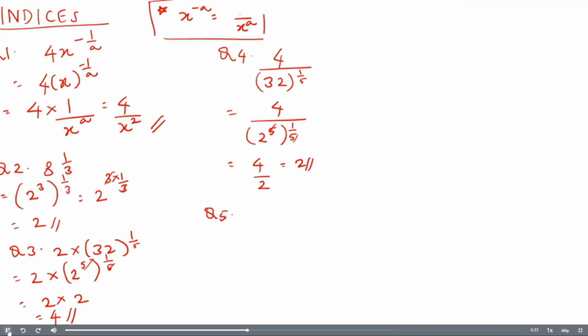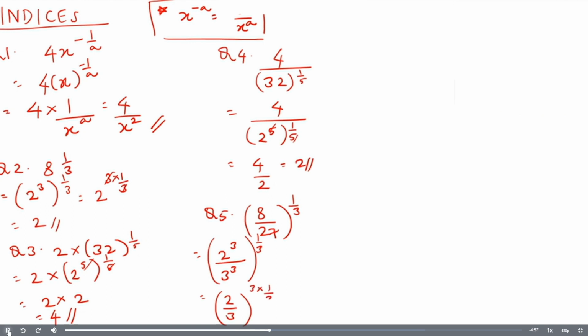Next one, 8 by 27 whole to the power 1 by 3. This has to be written as 2 cube divided by 3 to the power 3. 3 cube is 27. That into that to the power 1 by 3. So we need to take this as 2 by 3 whole cube into 1 by 3. That is nothing but 2 by 3.